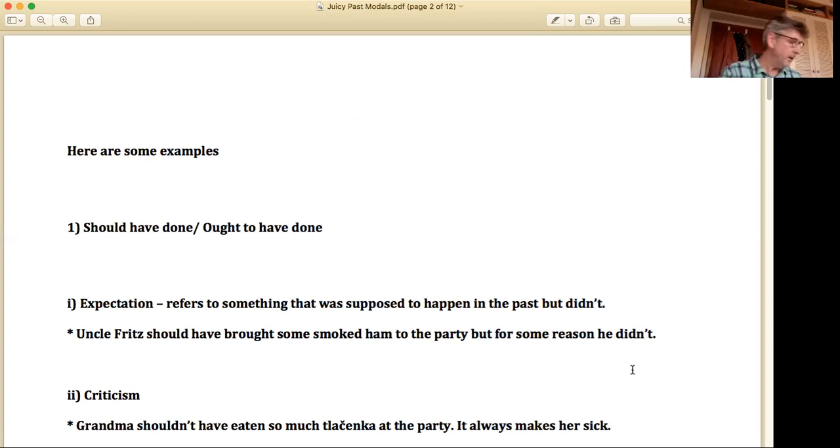60 deca of it at one time, and then has a small beer, and then she's just finished. But she just loves it. She can't help it. That's Grandma Babichka. So she shouldn't have eaten. I'm kind of criticizing her a little bit. It always makes her sick. It's all sort of like advice. You should have called me. You shouldn't have worn that dress, kind of thing.